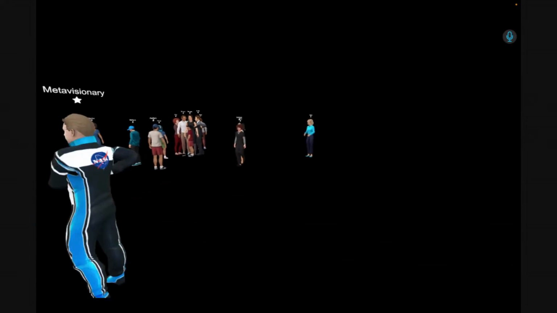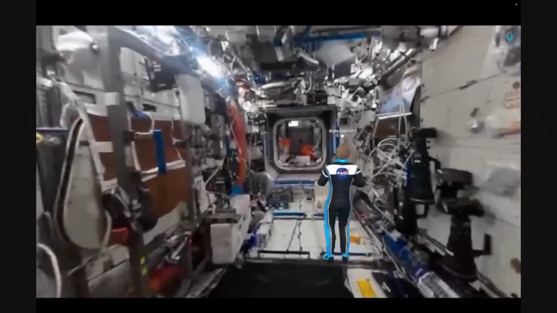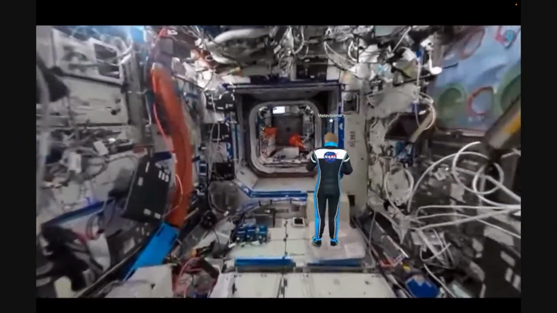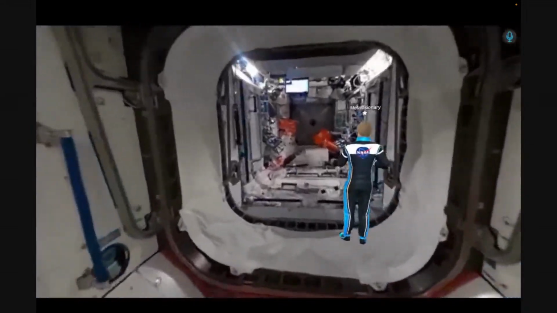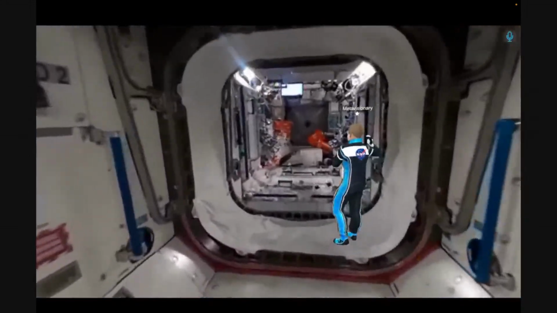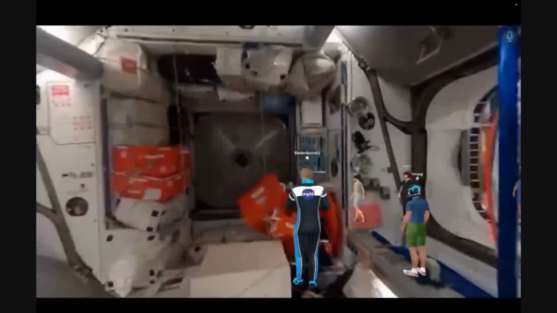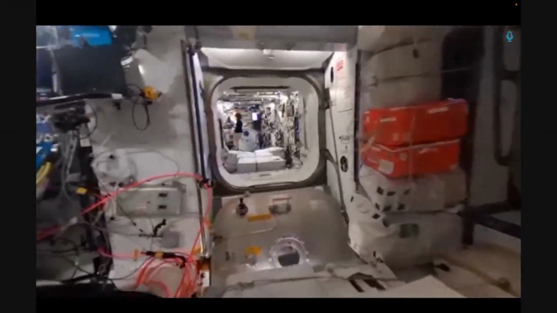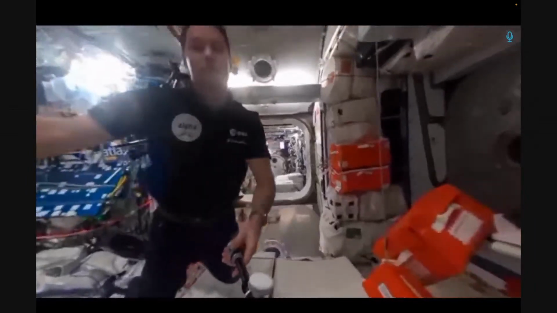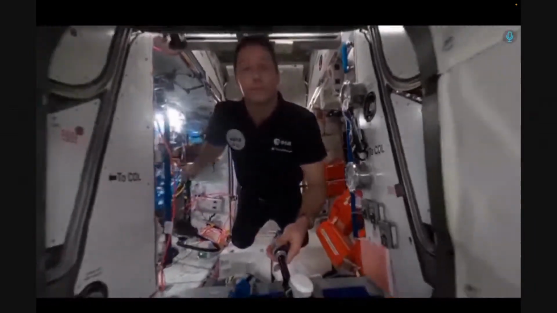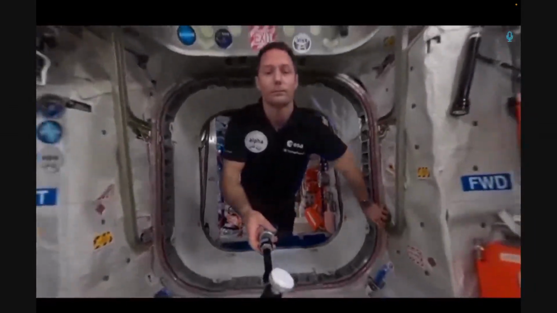And we're now going into Node 1. Now we're in the US laboratory Destiny, floating slowly. And now we're in Node 2, the Harmony module. If you look around you, those are the crew compartments where people sleep. On the port side is Kibo, the Japanese module. And on the starboard side, in the direction of the camera, is Columbus.